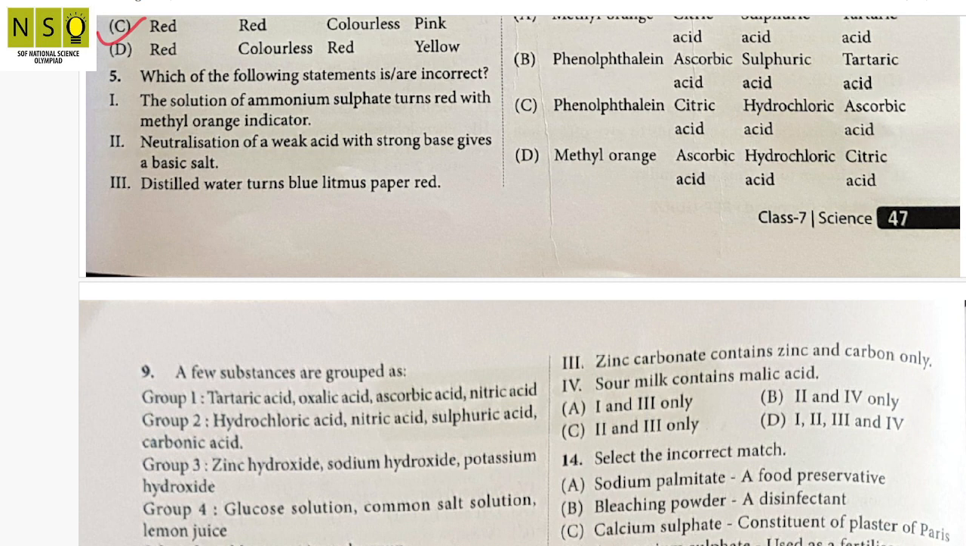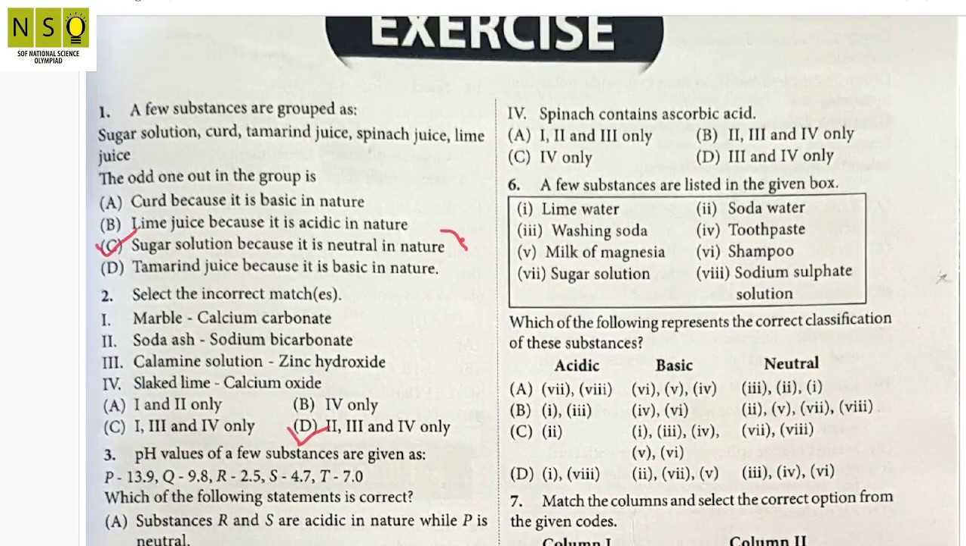The solution of ammonium sulfate turns red with the methyl orange indicator. Neutralization of a weak acid with strong base gives a basic salt. Distilled water turns blue litmus paper to red. And the next statement is spinach contains ascorbic acid.